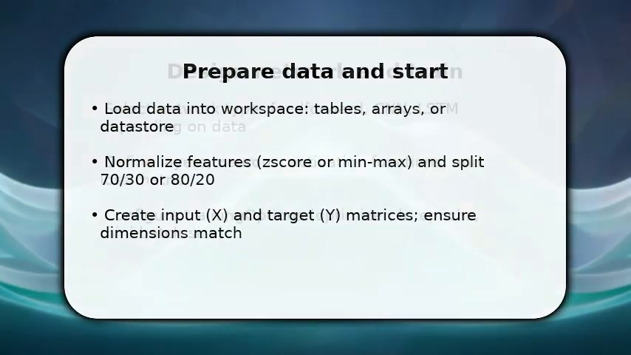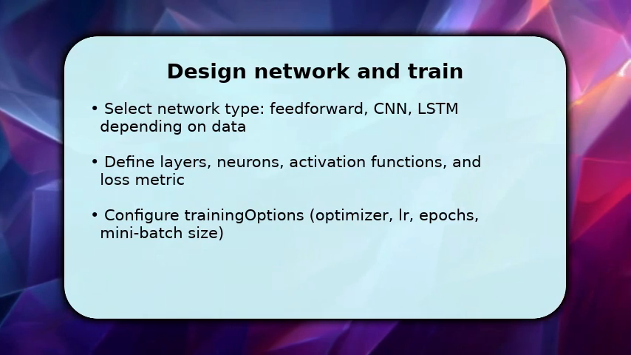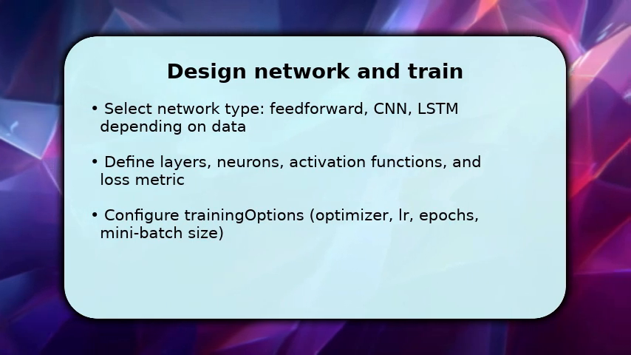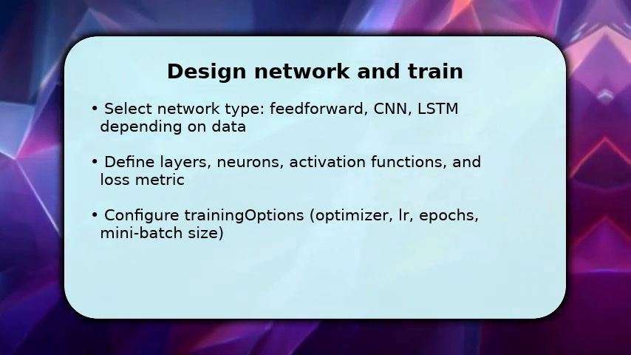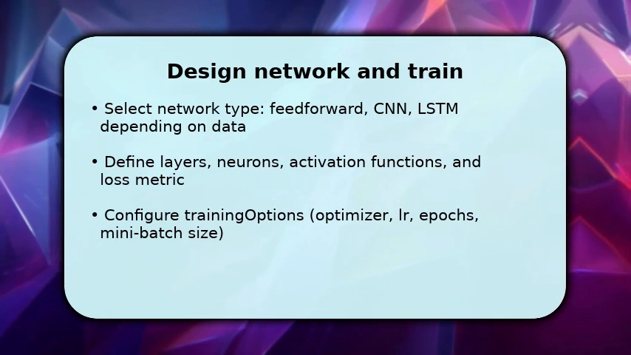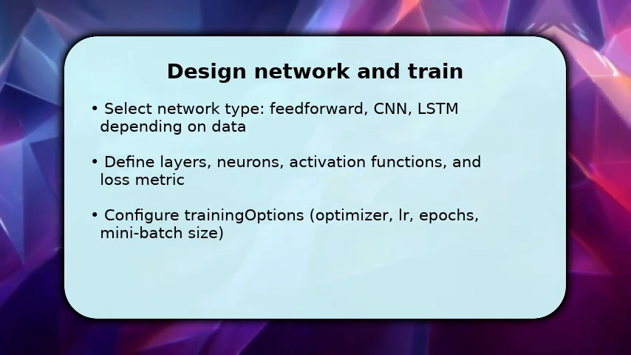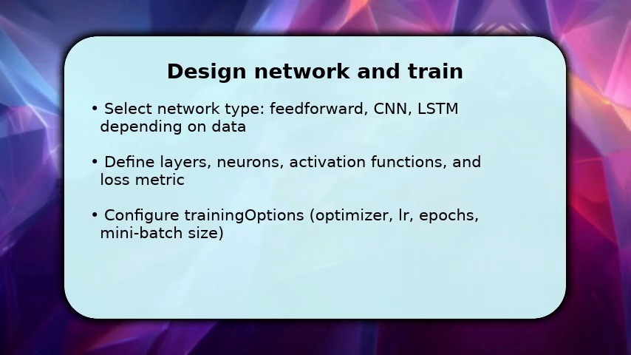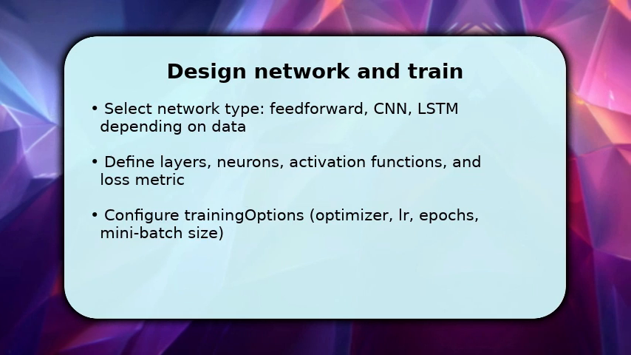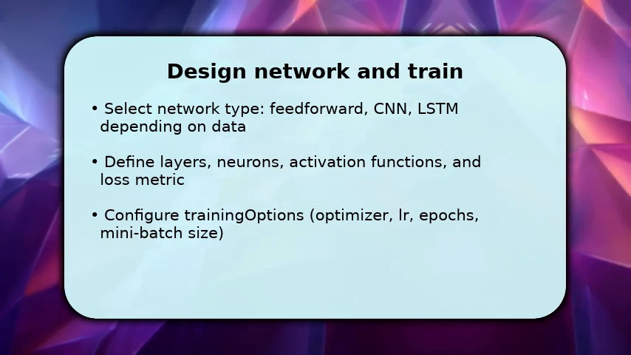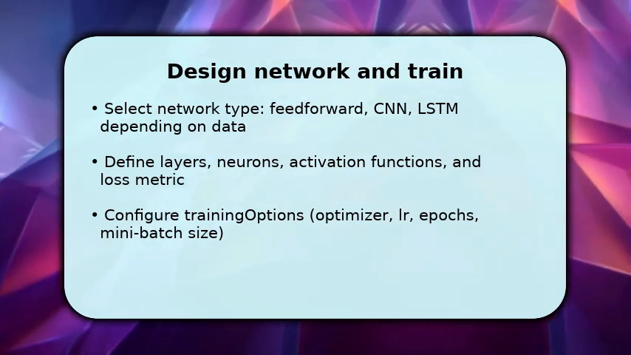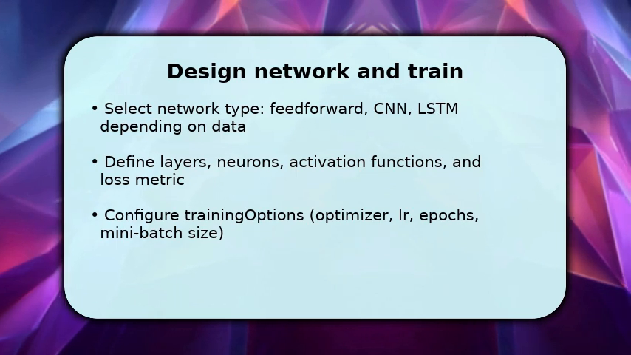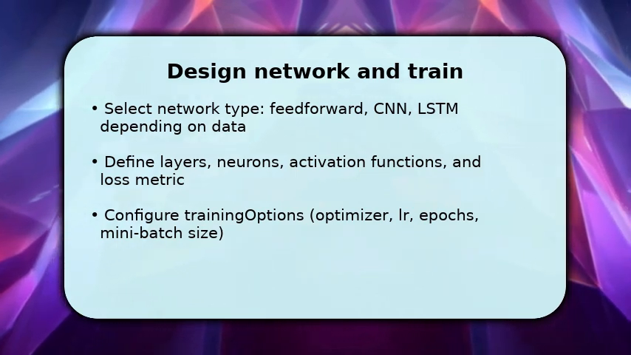Now you design the architecture and training regimen. Pick a network type: feed-forward for tabular, convolutional for images, LSTM for sequences, and assemble layers with appropriate activation functions. Then set training options. Choose optimizer, SGDM, Adam, initial learning rate, epochs, and minibatch size. These control convergence speed and stability. Start training with trainNetwork or train and monitor loss and metrics on validation data. If training stalls, lower the learning rate or add dropout to reduce overfitting.